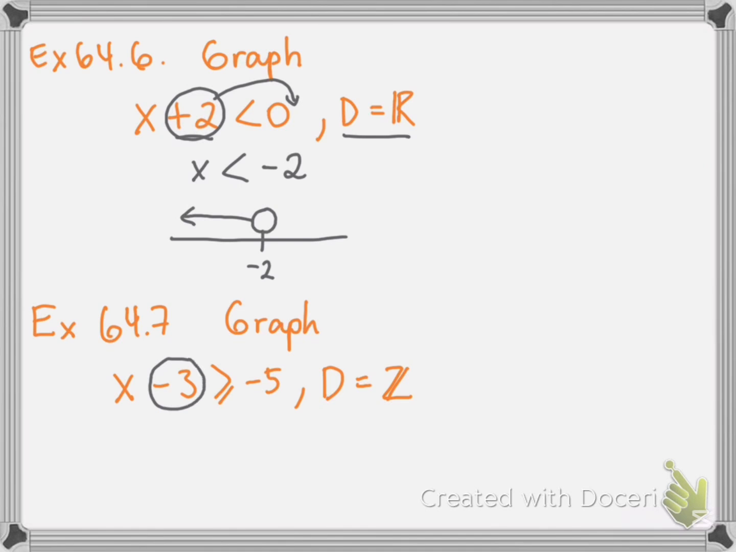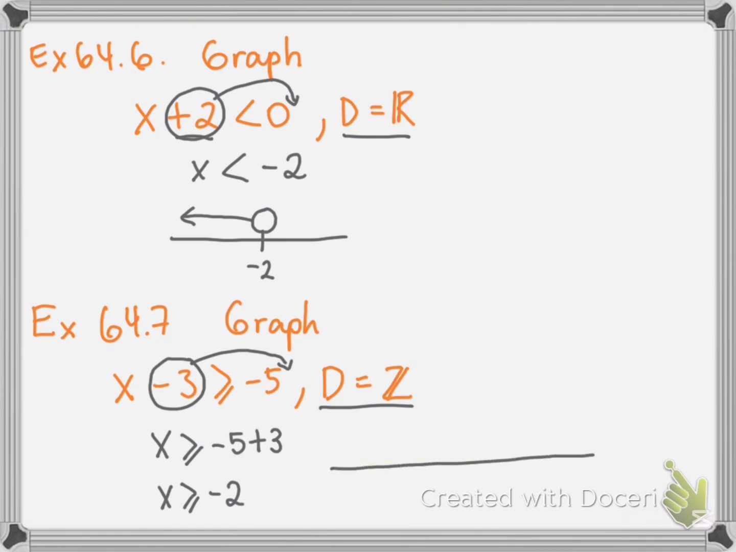In the next example, we have to do the same. We have minus 3 that is subtracting, and we're going to pass it here to add. So we have x is greater or equal to negative 5 plus 3. Negative 5 plus 3 is negative 2. And the domain is only integers, so we know we're going to have to use a broken line. And the broken line here would include negative 2 because of the equal sign: negative 2, negative 1, 0, 1, 2, 3, and it keeps going, so I put my arrow. And that is our answer. Very, very simple. Go do some practice, and I'll see you in the next video.